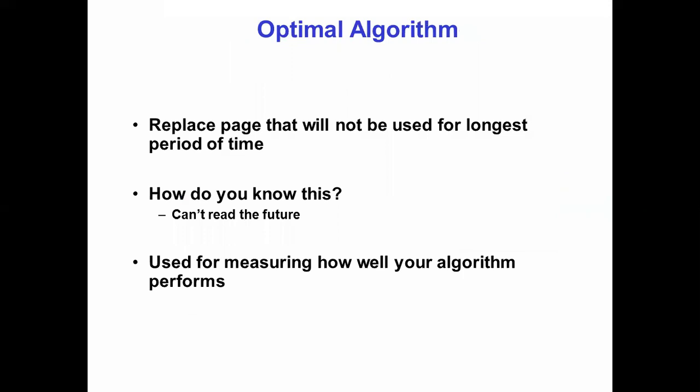Now another algorithm is called the optimal algorithm, again for the page replacement process. Replace the page that will not be used for the longest period of time. So the condition is that we are going to replace the page that will not be used for the longest period of time. How do you know this? You can't read the future. It is used for measuring how well your algorithm performs. So this is the optimal algorithm.